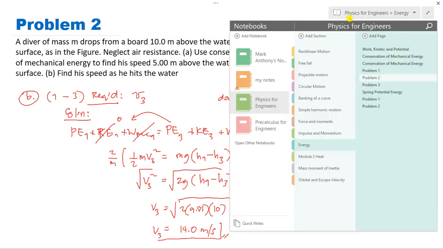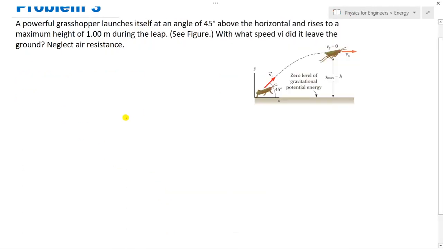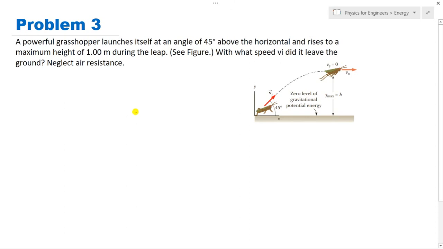Let's proceed to the next one. So we have here a powerful grasshopper that launches itself at an angle of 45 degrees above the horizontal and rises to a maximum height of 1 meter during the leap. With what speed did it leave the ground? Neglect air resistance. So this one is an ideal condition. This is a projectile motion problem, but we can solve it by using the conservation of energy equation. So I think we are given enough data for this problem.